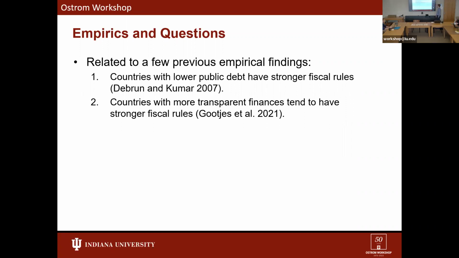And the second empirical finding that I think relates to the model is that countries with more transparent finances tend to have stronger fiscal rules. This paper in 2021 was testing: does budgetary transparency impact the effectiveness of a fiscal rule? And he found that fiscal rules only seem to have any impact when finances and the political process are transparent.